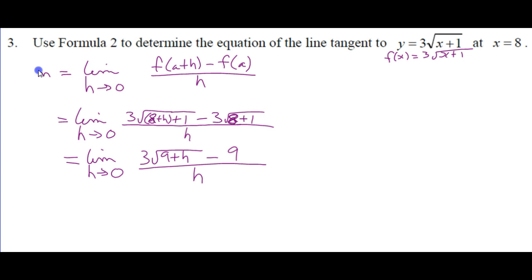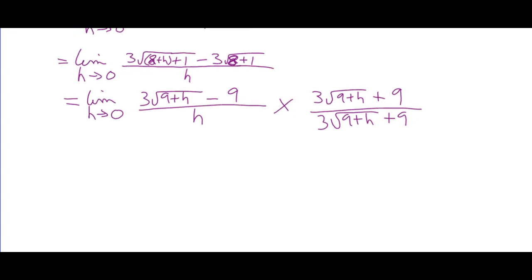But we've got to get rid of that. So we need a strategy, right? Which was to do what? We're going to have to rationalize the numerator, hoping we get a stray h up top. Okay, so what's the thing we're going to multiply by? 3 root 9 plus h, plus 9. Over the same thing. Oh my God, this is where the width of the paper comes in handy.